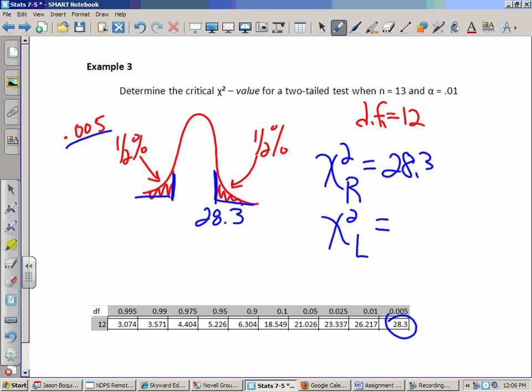9.995. That's why I like how symmetric this one is, because if you find the right one, you know where the left one's going to be. You know what I mean? If the right one's way over there, the left one's got to be way over here. Or just think of it this way. That then 99.5 would have to go from there on over. So 3.074. So any questions?